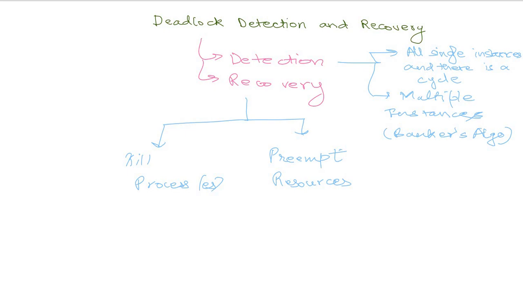Now moving on to kill process or processes. There are two ways to do this. One is kill all processes, or pick a process, kill it, check if deadlock is still there, and then pick another process and kill it. In this case, there might be different criteria on the basis of which it decides which process to kill. The first one would be the priority of the process. Then the other could be the number of resources it's holding, or how much CPU time it has already taken.